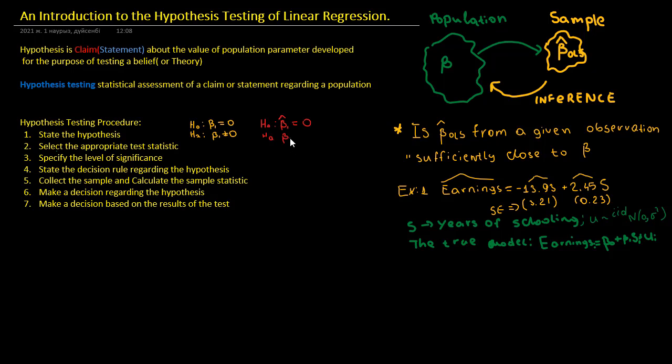And here we should put a note. We're making a statement, a claim, about the population, not the sample. Because of it, we write beta 1 is equal to 0. If we wrote the hypothesis on the sample beta 1 hat, it would be wrong.